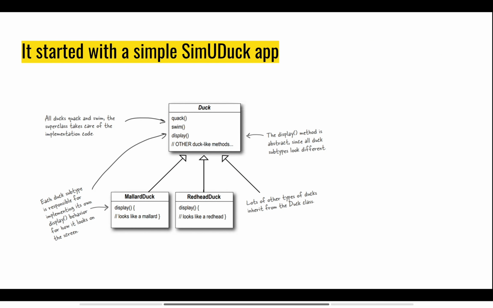So let's start. We have Joy, who is working for a company which creates a SimUDuck application. These applications offer three functionalities: Quack, Swim, and Display. The Duck class is the superclass which takes care of Quack and Swim behavior. The display method is an abstract method since all the duck subtypes look different. The child classes of Duck, or the subtypes, should implement this display method.